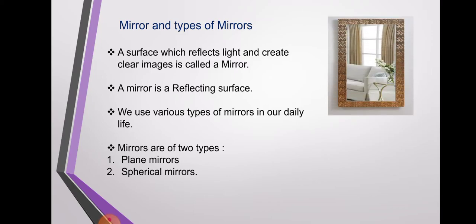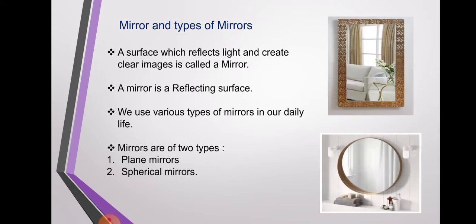So the very first topic which we have learned in this chapter is mirror and the different types of mirror. All of you are aware that there are two types of mirror. First, you need to confirm what exactly a mirror is. A mirror is a surface which reflects the light and creates a clear image. So it is called a mirror.